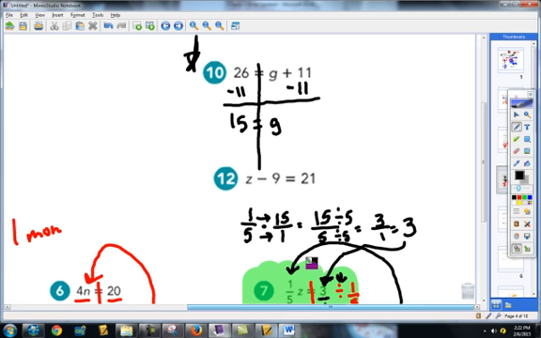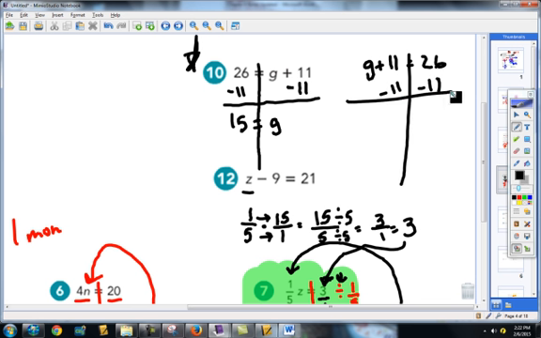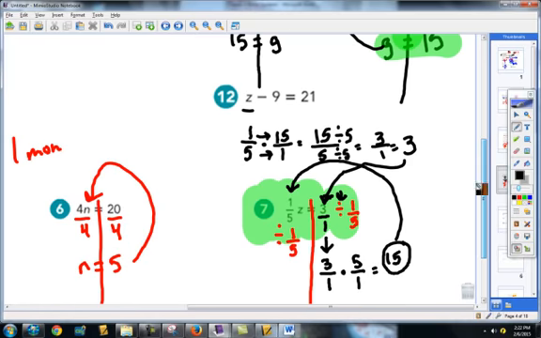Now, if you just don't like the way that looks, it bothers you that it looks that way because you like having the variable on the left, here's what you could do. G plus 11 equals 26, and then solve it that way. And I would be perfectly fine if you did it that way, because quite frankly, it does not matter. But if you just feel more comfortable doing it that way, that's fine. And then take it and plug it in to make sure that 15 plus 11 is 26. And it is. Number 12, I don't think we need to do. We'd know that it was just adding 9 to both sides.